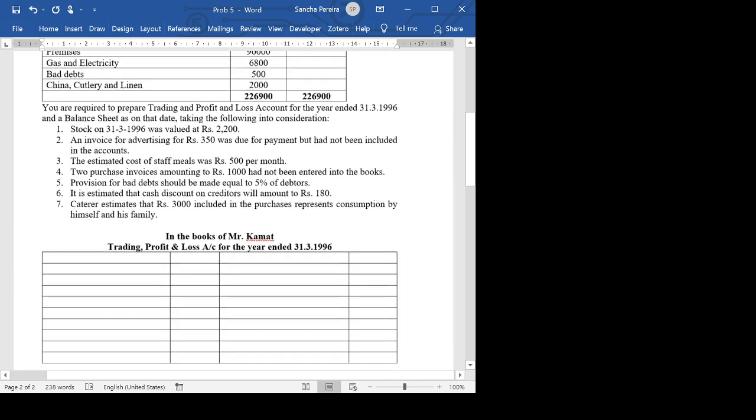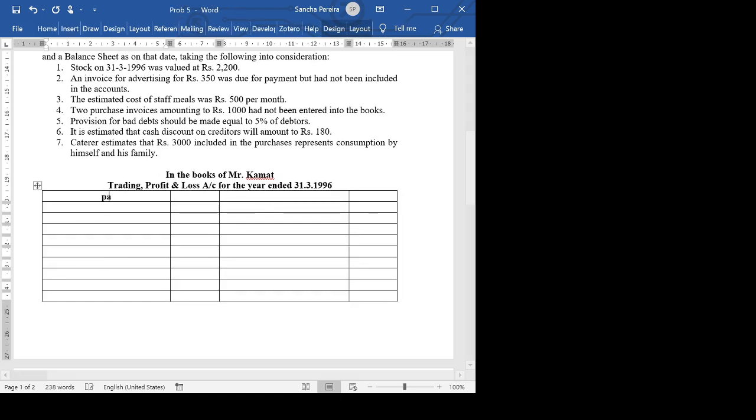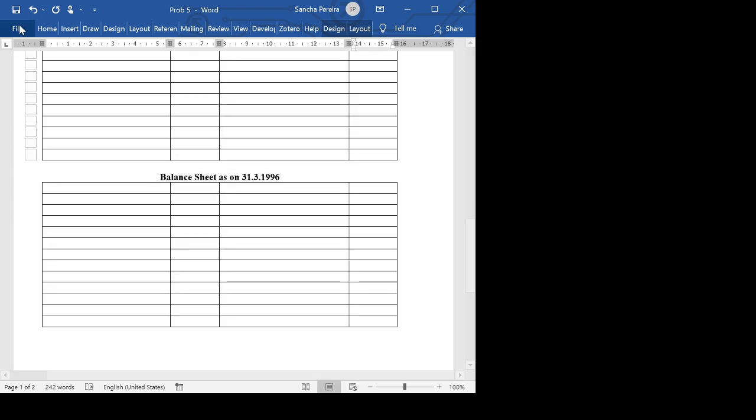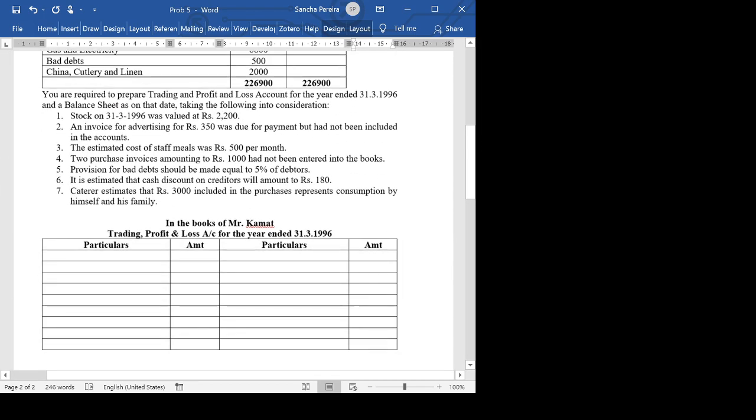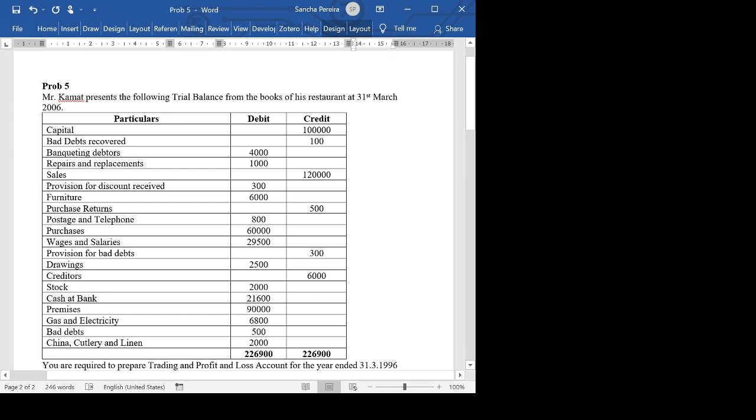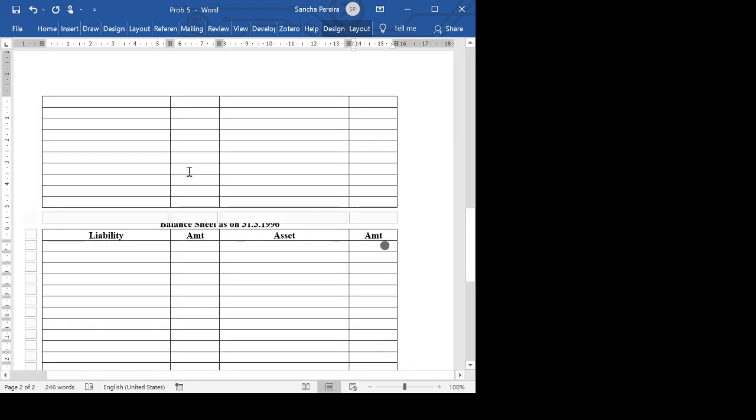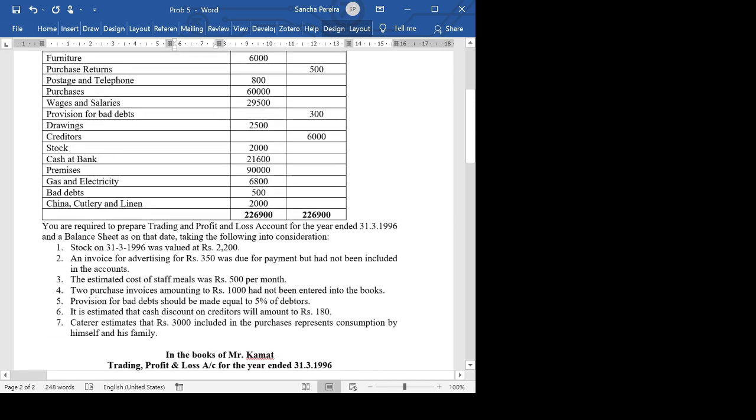Okay. So you have the particulars amount. Liability and asset. Okay, let's start posting the items. So we have the first thing is capital 1 lakh. Capital is 1 lakh.